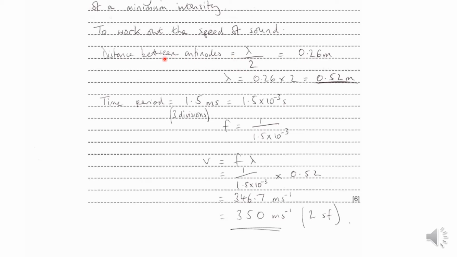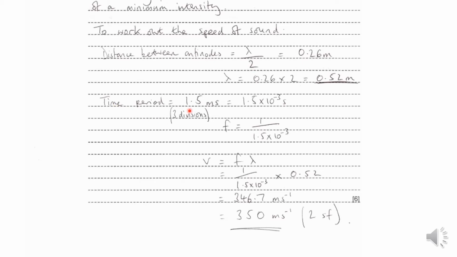So we need to remember that the gap between the antinodes is going to be half a wavelength. So if you move between one antinode and the next, you're moving along half a wavelength. And try sketching out the stationary wave pattern just to prove that to yourself. Therefore, the wavelength is going to be 2 lots of that 0.26, which is 0.52 meters. When we're working out the speed, we're going to be using the equation v equals f times lambda. So we need to know lambda, the wavelength, and we need to know the frequency.